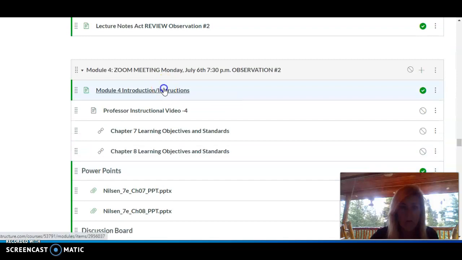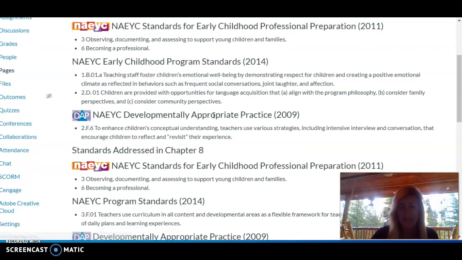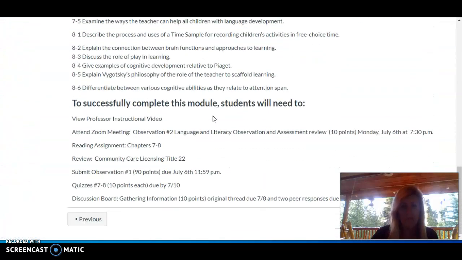Let's go over the actual instructions. I will open up, obviously, the PowerPoint presentations as well for both of those. So you want to attend, again, very important, on July 6th. You want to attend your Zoom meeting. We're going to be talking about observation number 2. You should have already turned in your observation number 1. Observation number 2 covers language and literacy.